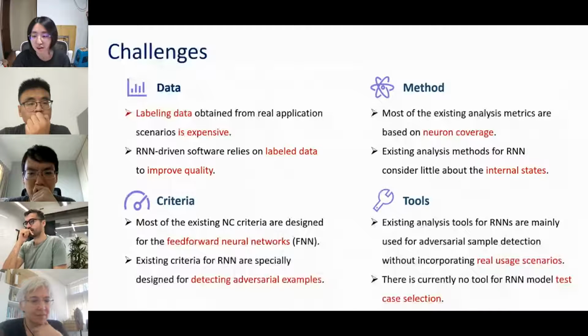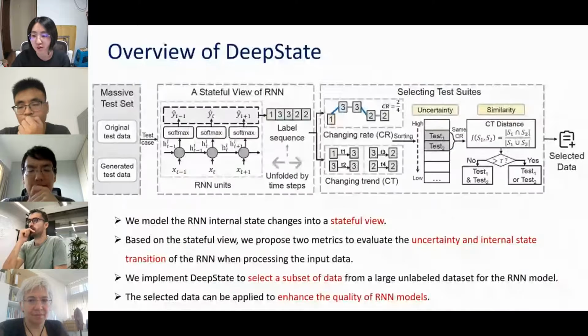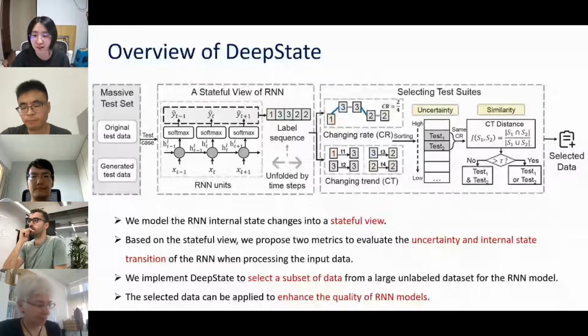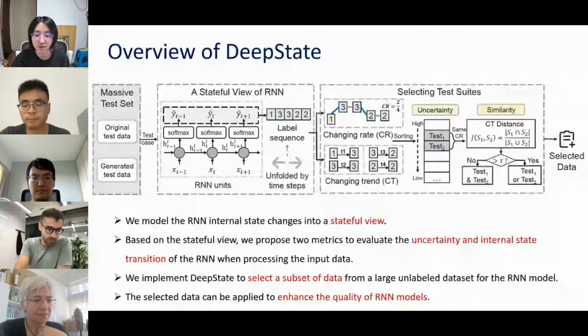This figure is an overall process of Deep State. It first unfolds the RNN model according to the time steps and captures the predicted label sequence based on a stateful view. Then, Deep State calculates the changing rate and the changing trend. These metrics are employed to evaluate the uncertainty and the internal state transition of the RNN when processing the input data. Finally, we apply Deep State to select a subset of data from a large unlabeled dataset for RNN models.